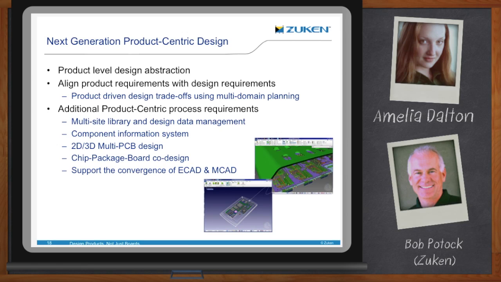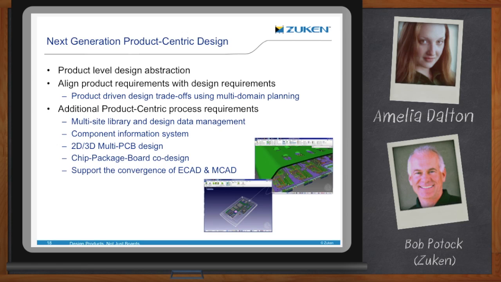Exactly. Another aspect is the chip package board co-design. This is becoming more important as well. As products become smaller and smaller, the packaging optimization is becoming more critical. So this is another critical piece of the design process. And finally, you need to be able to support the convergence of ECAD and MCAD. They have to coexist, and that kind of goes back to the 2D, 3D multi-board design capability. In a nutshell, that's what we're looking at in product design.